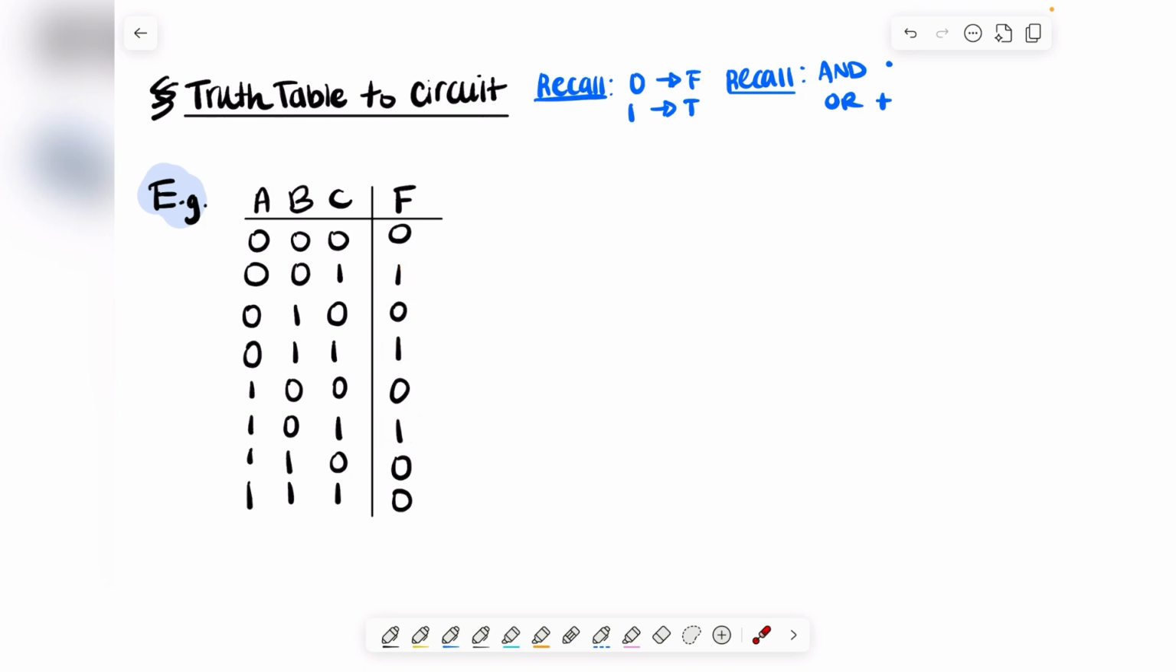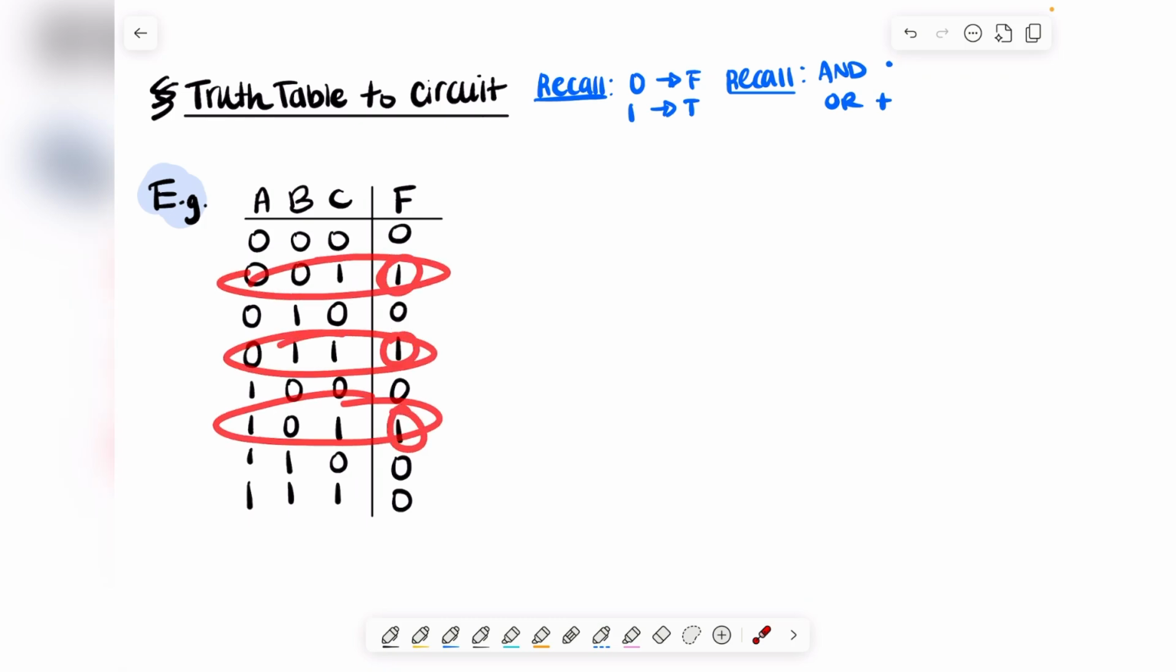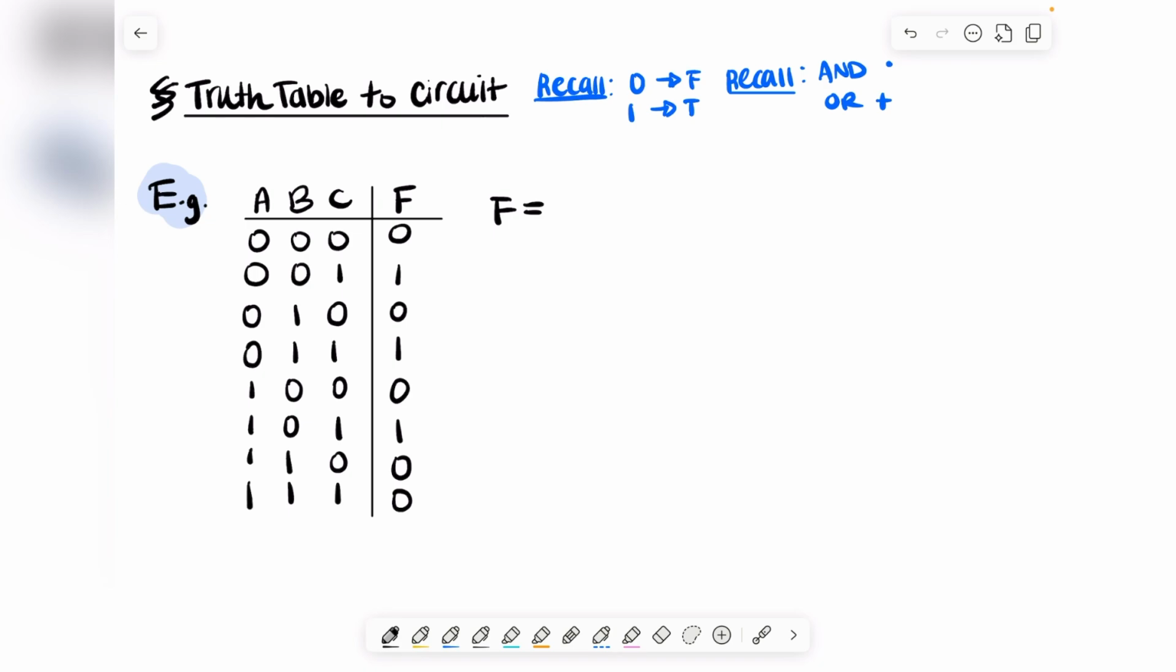That's just a fancy way of saying find all the cases for when f is true, and f is true when it's 1. So we can write our formula as the first case for when f is true, that is when a is false, b is false, and c is true. So we write a is false as not a, or the opposite of a, so a prime or a bar, and b is false, so not b, and c is true, so we just write c.